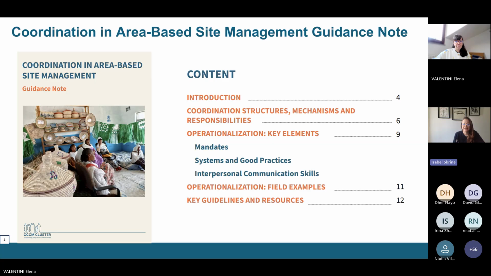As you can see, this has led us to focus on the coordination structures, mechanisms and responsibilities for site management in an area-based response, and also touched on key organizational elements that we would be using, from mandates, good practices and systems, as well as, crucially, interpersonal communication and skills. We've also looked for field examples of these, which are included in the guidance, as well as making sure we've got plenty of resources and guidelines for anyone who is implementing or looking to use these moving forward.